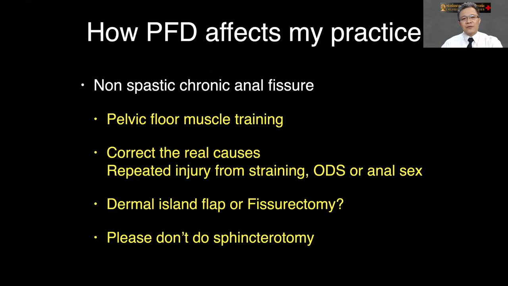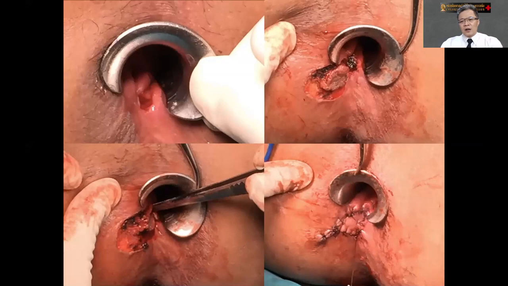For the treatment of non-spastic chronic anal fissure, I always start with pelvic floor muscle training, and then we try to find the real causes. The most common causes are repeated injury from chronic straining, obstructed defecation syndrome, or anismus. If conservative treatment fails, I prefer an advancement flap. Anyway, please don't do sphincterotomy in this kind of patient. This is an off-midline diamond flap.